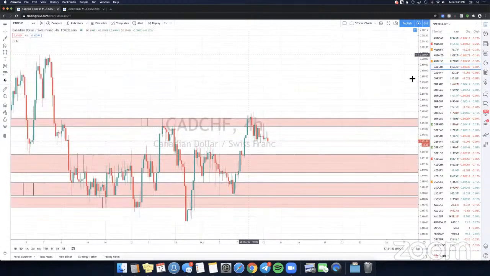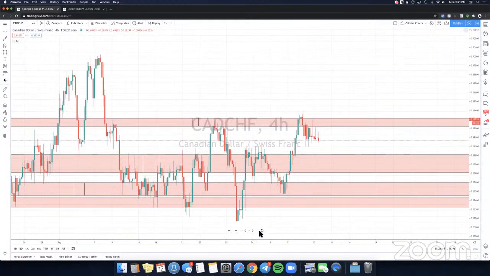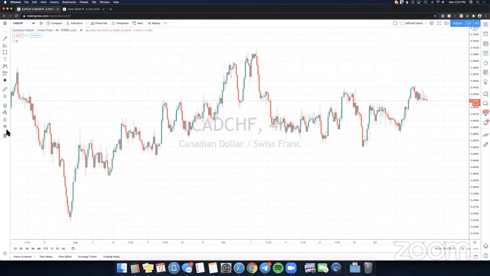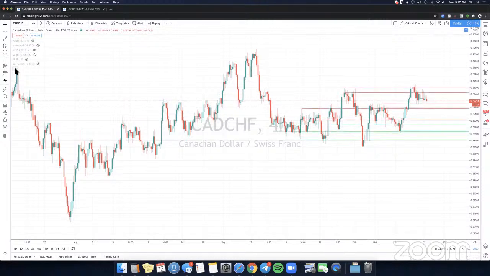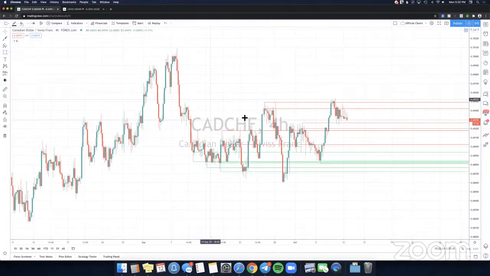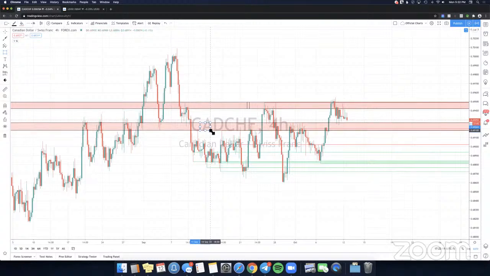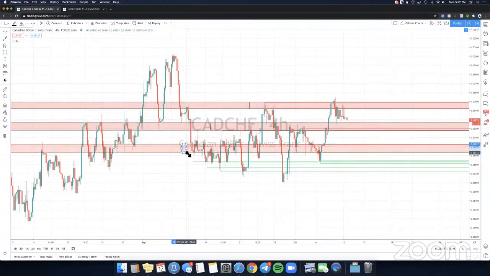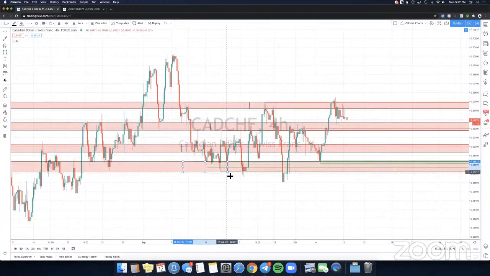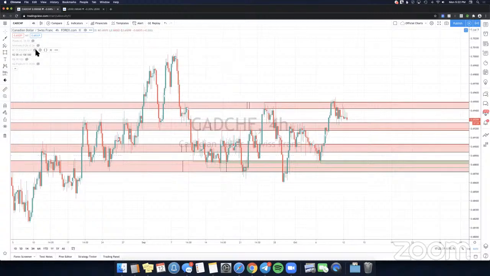CAD CHF right here. I'm going to do the same thing. Zoom out so you guys can see the full chart. I'm going to delete all of these zones and then turn on the K2SR indicator. So here we are with these zones. And you guys can see how easy it is. It's not that hard. If you guys have the K2 indicators, it pretty much does all the work for you. You just literally have to put your zones over the K2SR zones. So I hide those off the chart.